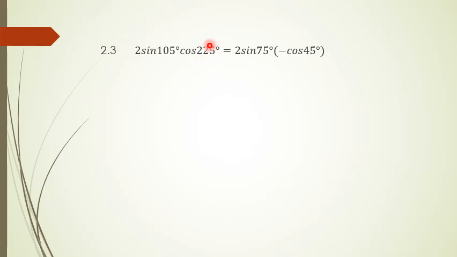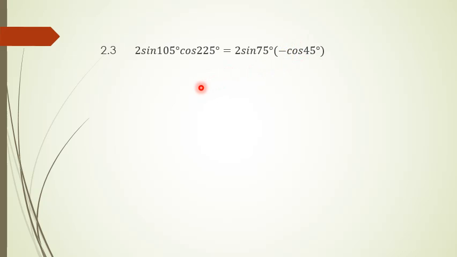225 lies in the third quadrant, and it can be written as 180 plus 45. In the third quadrant, cosine is negative. So cos 225 reduces to minus cos 45 degrees. Now cos 45 degrees has a special angle 45 degrees. So this can be substituted straight away with its ratio.